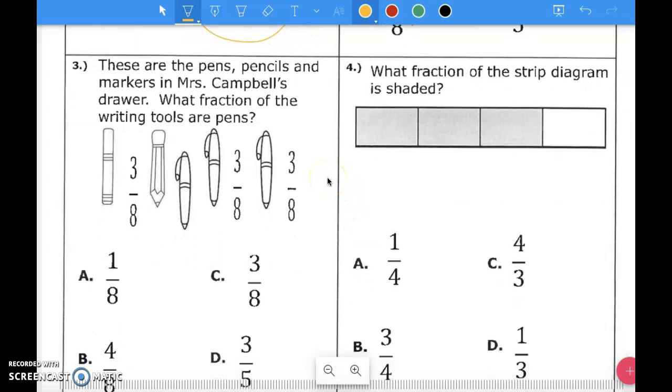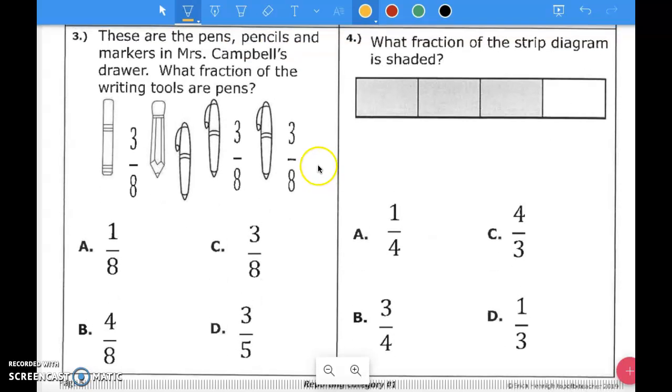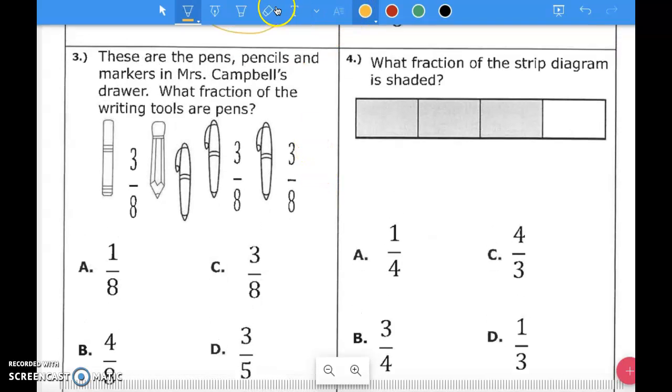These are the pens, pencils, and markers in Mrs. Campbell's drawer. What fraction of the writing tools are pens? So I'm just going to color the pens. So this is a pen. I'm supposed to use this one. So sorry. This is a pen. This is a pen. This is a pen.